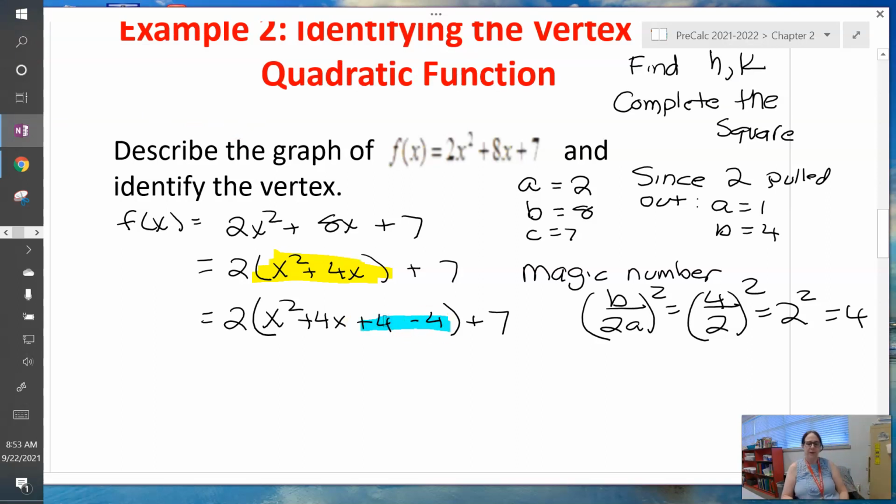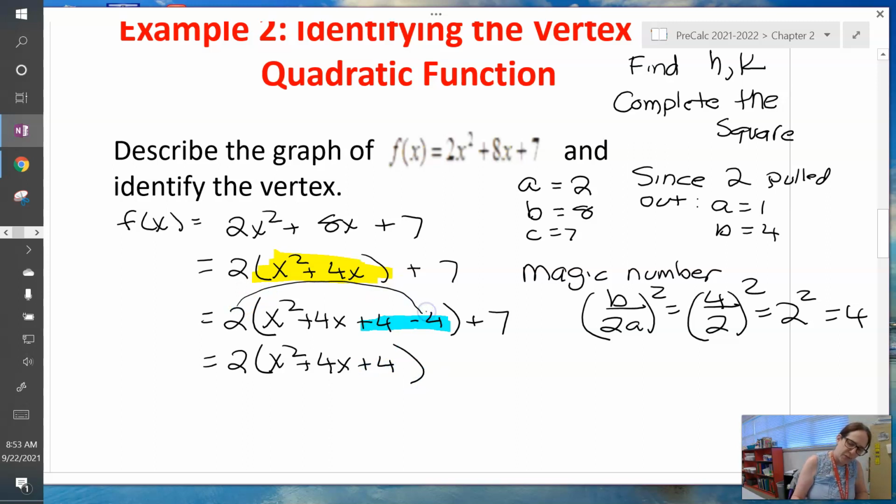Okay? Now what I want is just a perfect square inside my parentheses. So I'm going to do a little bit of algebra manipulation. I'm going to say this is 2(x squared plus 4x plus 4). I'm going to distribute the 2 just to this minus 4 to pull it out, so I get a negative 8 plus 7. Now, inside my parentheses, I now have a perfect square.